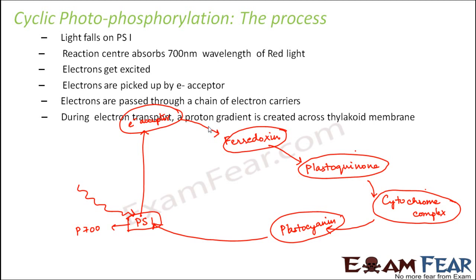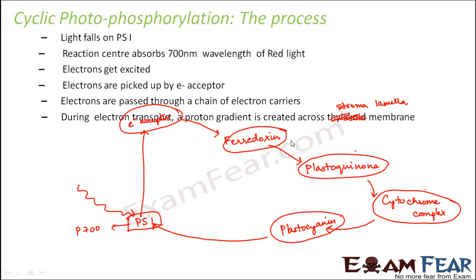That is the question. During this electron transport, again a proton gradient is created across the membrane. Now why are we using the term thylakoid membrane? Here we should not say thylakoid membrane, rather it is the stroma lamellae membrane, because this happens in the stroma lamellae membranes. So across that membrane, a proton gradient is created.